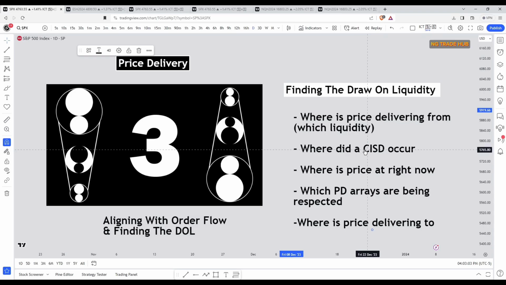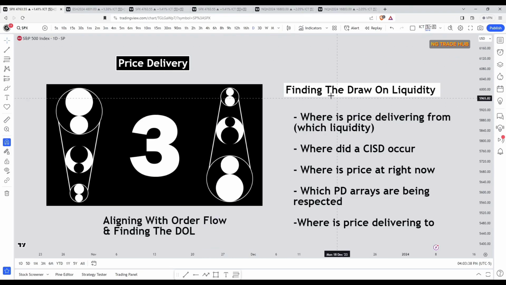Okay, I like to see, if that occurred, where is price at right now, and which PD arrays have been respected so far and which are being respected. If I can answer these questions, usually I could figure out where price is delivering to. If it's not clear, you just don't take a trade. So the goal isn't to find every single day bias using this. Sure, it's possible, but there's going to be times where you're uncertain, and in that uncertainty, you just do nothing. You just wait for a high probability scenario to present itself again, because there's always going to be future setups.